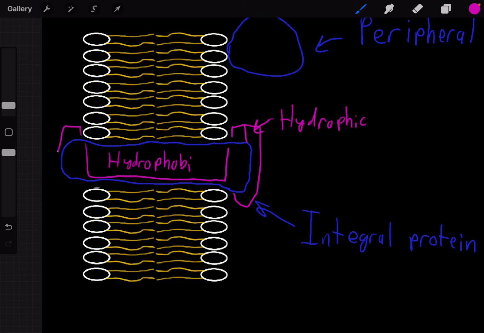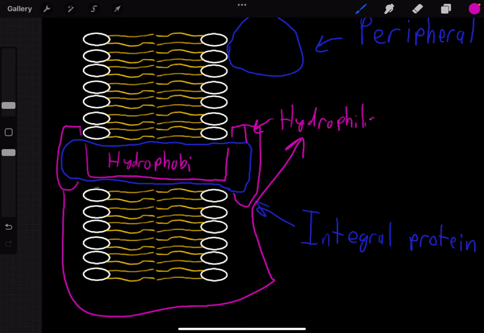And then again, this part right here is hydrophilic. This part right here is hydrophilic. I did not type that properly. I don't know why it's not typing. Okay.